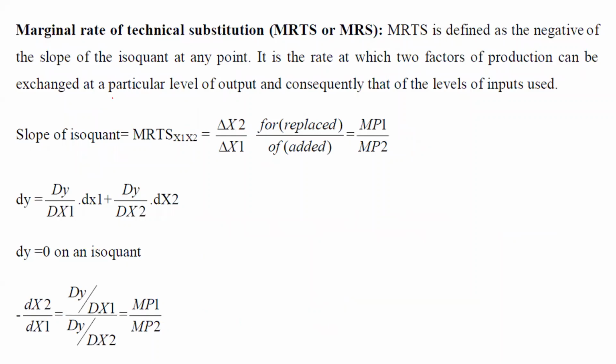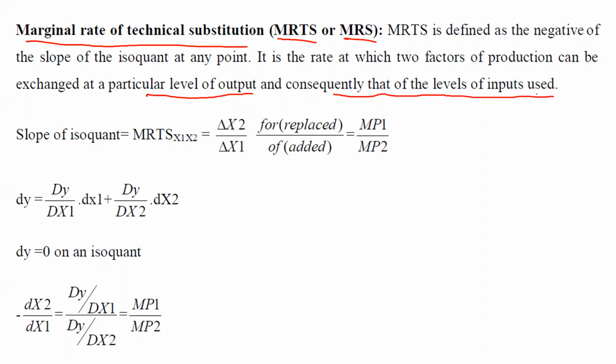Next, we'll see the definition of marginal rate of technical substitution, known as MRTS or also known as MRS, marginal rate of substitution. It is defined as the negative slope of the isoquant at any point. MRTS is the negative slope of the isoquant. It is the rate at which two factors of production can be exchanged at a particular level of output, and consequently at that level of input used.